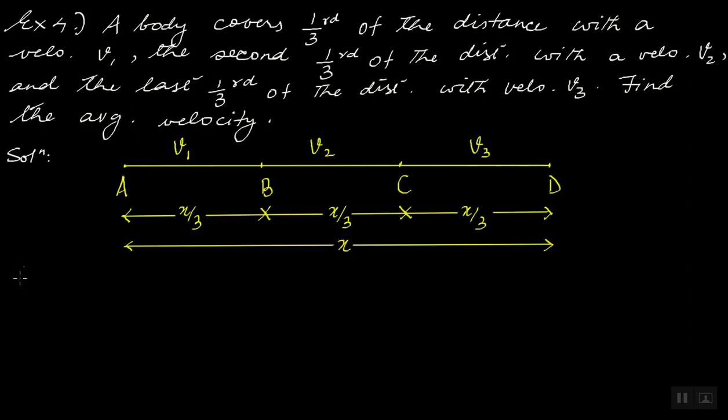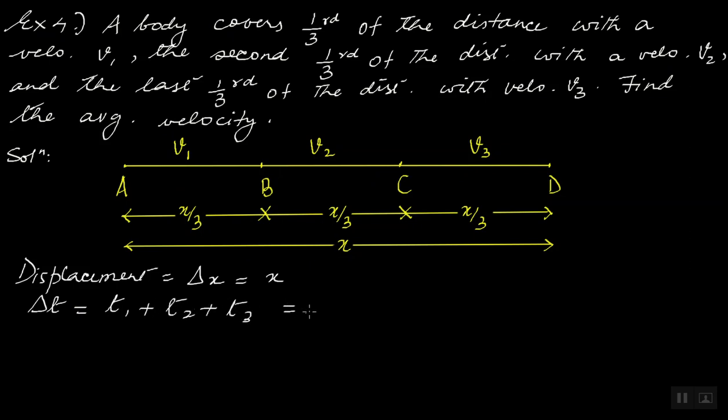So here displacement, we represent this by delta x, that is x. Time interval delta t. Delta t is the sum of the times going from A to B, B to C, C to D. So this will be t1 plus t2 plus t3. Okay, and what is t1? T1 here is, we know that distance is equal to velocity into time. So therefore time will be distance by velocity, right?